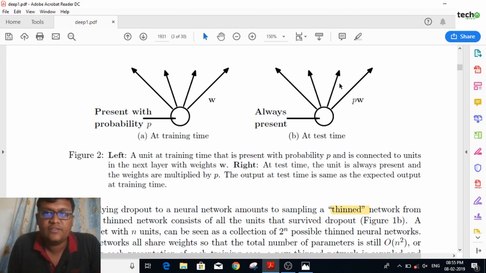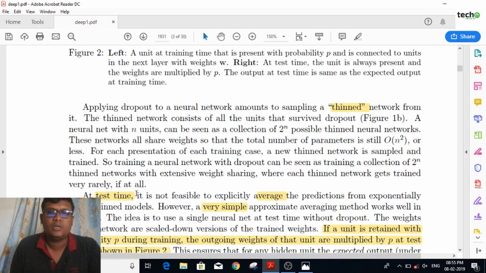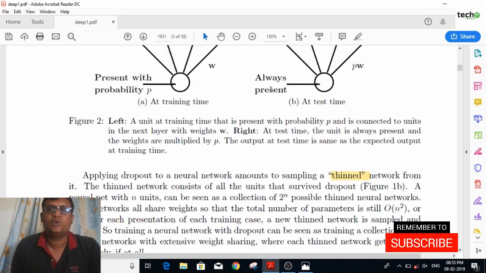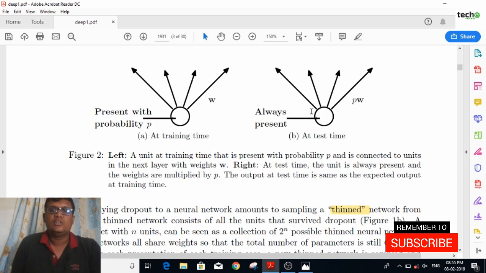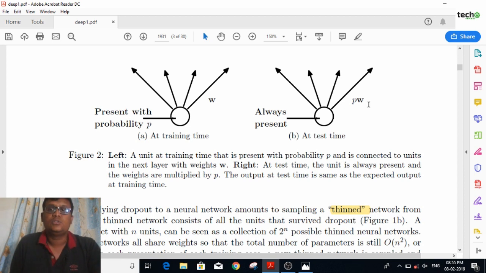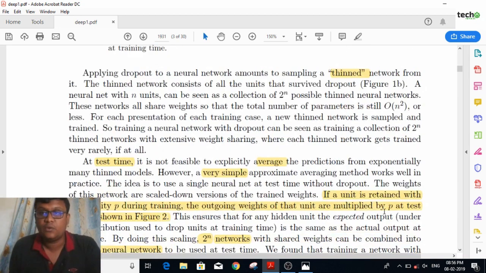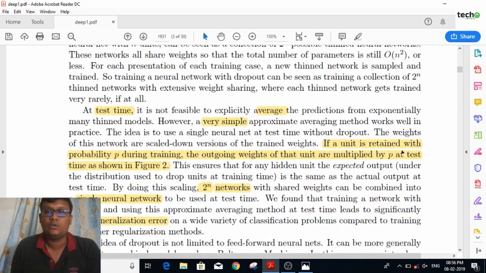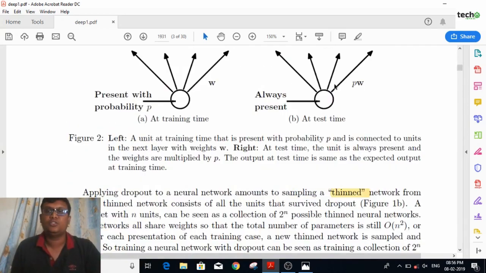In the testing phase, that is what has been told here: at testing time, we average the predictions over the exponentially many thinned networks. So here we have the probability times the weight. All the probabilities which were used in the training phase are just multiplied by the weights at testing time. That is what this paragraph is going to tell you: the probability multiplied with the weight. That is what has been shown here.